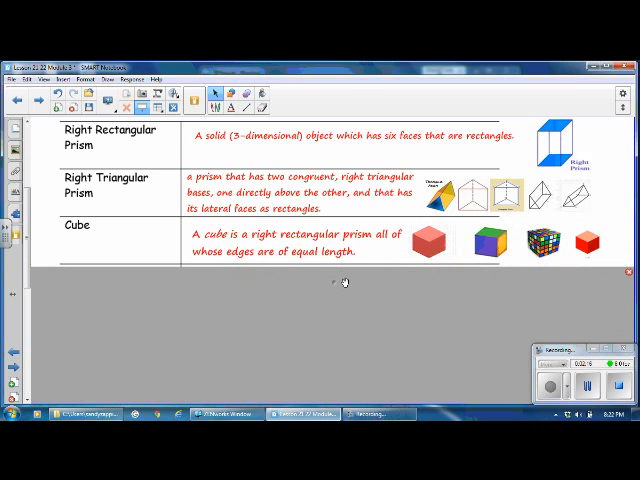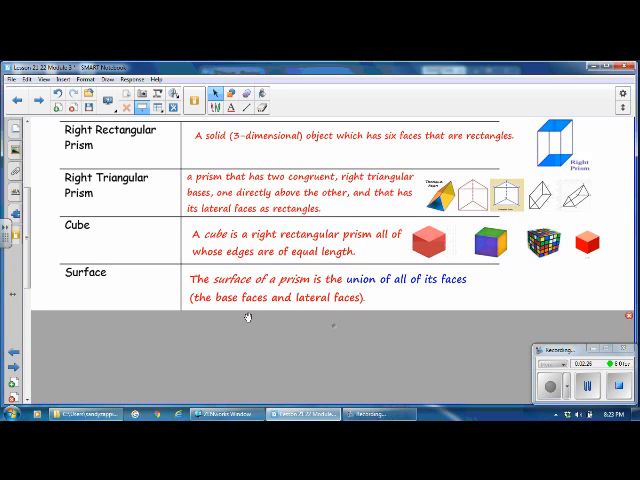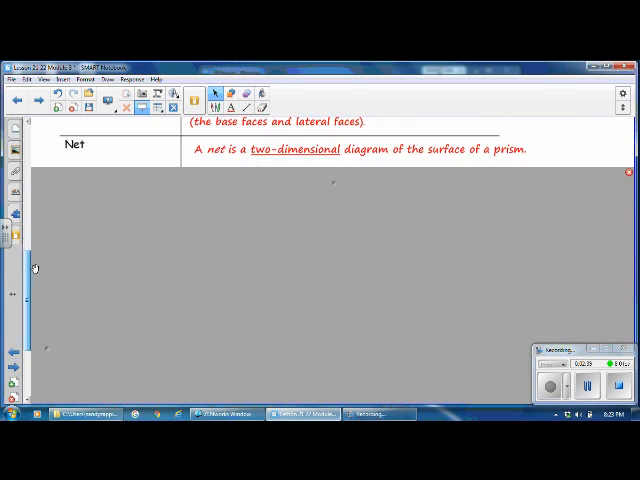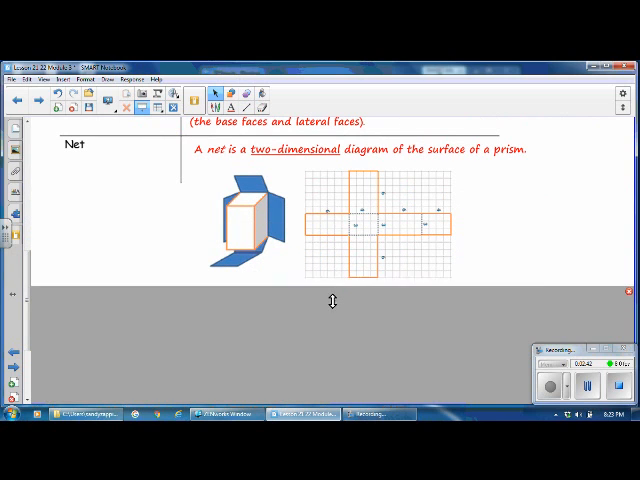A cube is a right rectangular prism all of whose edges are equal length. The surface of a prism is the union of all of its faces, the base faces and the lateral faces. A net is a two-dimensional diagram of the surface of a prism. So this is an example of a net. It is two-dimensional, so it has length and width, and it covers the surface of the prism, and you could actually wrap it around the three-dimensional figure.